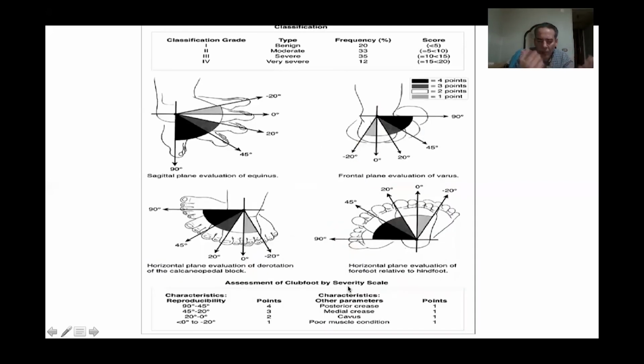There are multiple classifications for talipes. The DiMeglio classification is based on assessment of the different deformities. It's scored maximum 4 for each parameter, so it's 16 plus 4 parameters in here. It gives you 20.